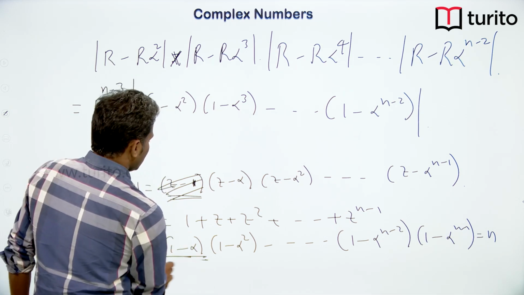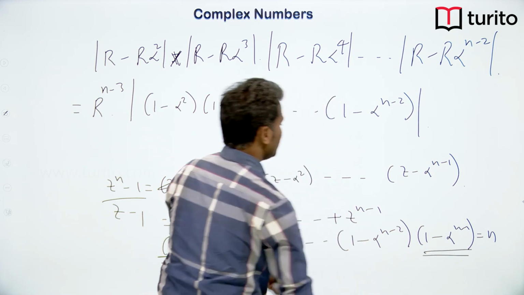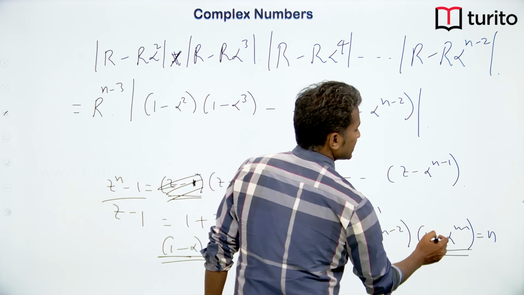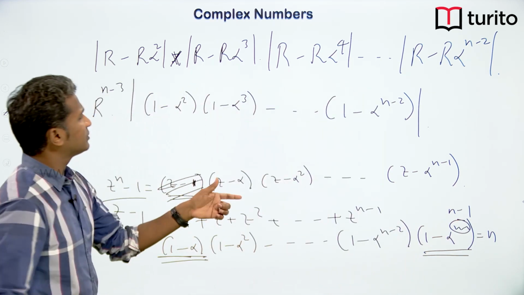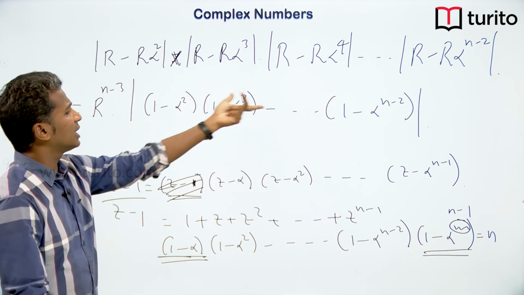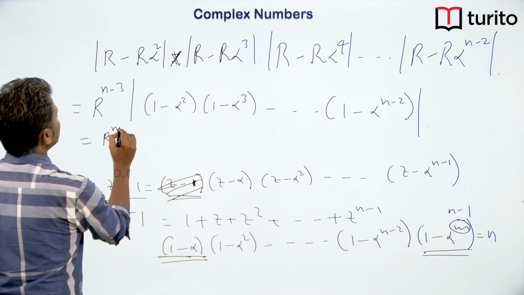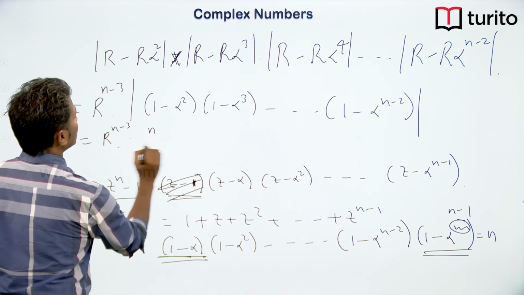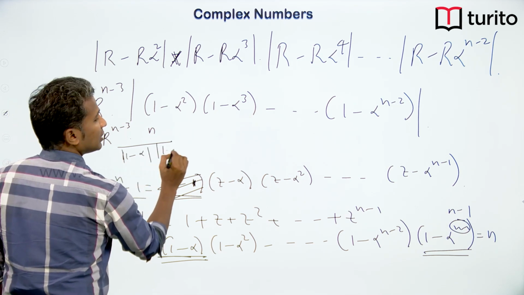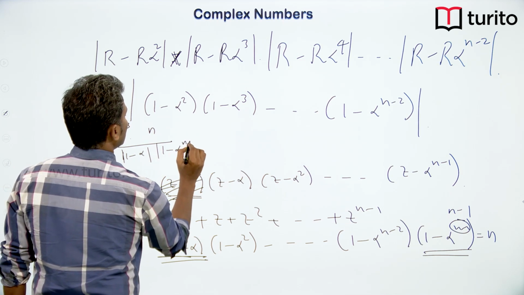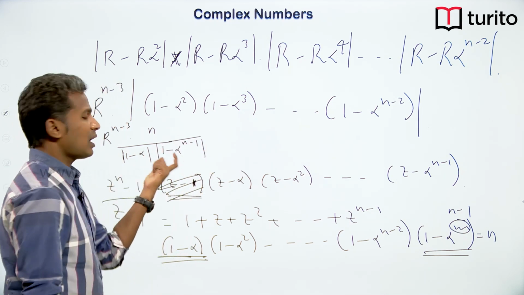So, now if you compare this term with that term, there are only two terms which are extra. Okay. There are only two terms which are extra. If we supply them, we can directly put n there. So, here we can write it as r power n minus 3 into n by mod of 1 minus alpha into mod of 1 minus alpha power n minus 1. Now, these two you can simplify and write.